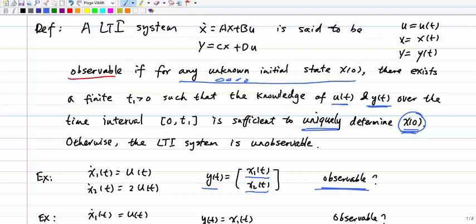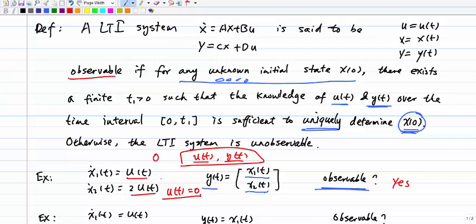The answer to this question is yes. The reason is that I want to use u(t) and y(t): given some input and some output, I can use them to figure out the initial state. Naturally, I can set u(t) to be 0. Then the derivative will always be 0, so integrate this one and you get x1(t). Integrating both sides, the integral of x1 dot t from 0 to t is the integral of 0 times dt.